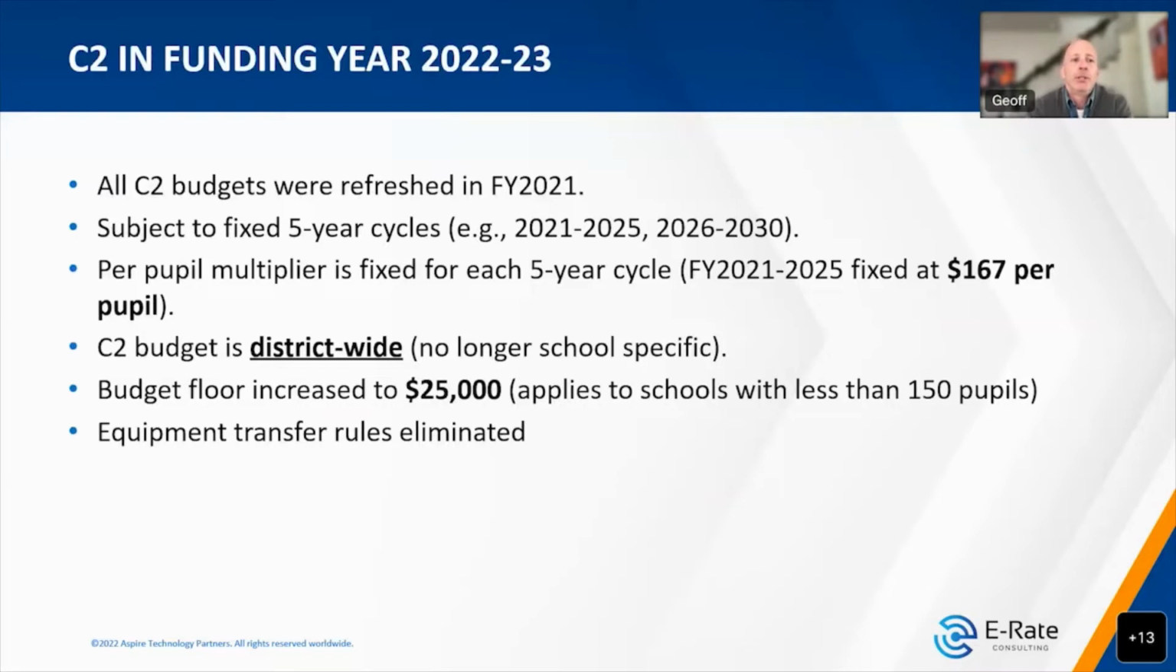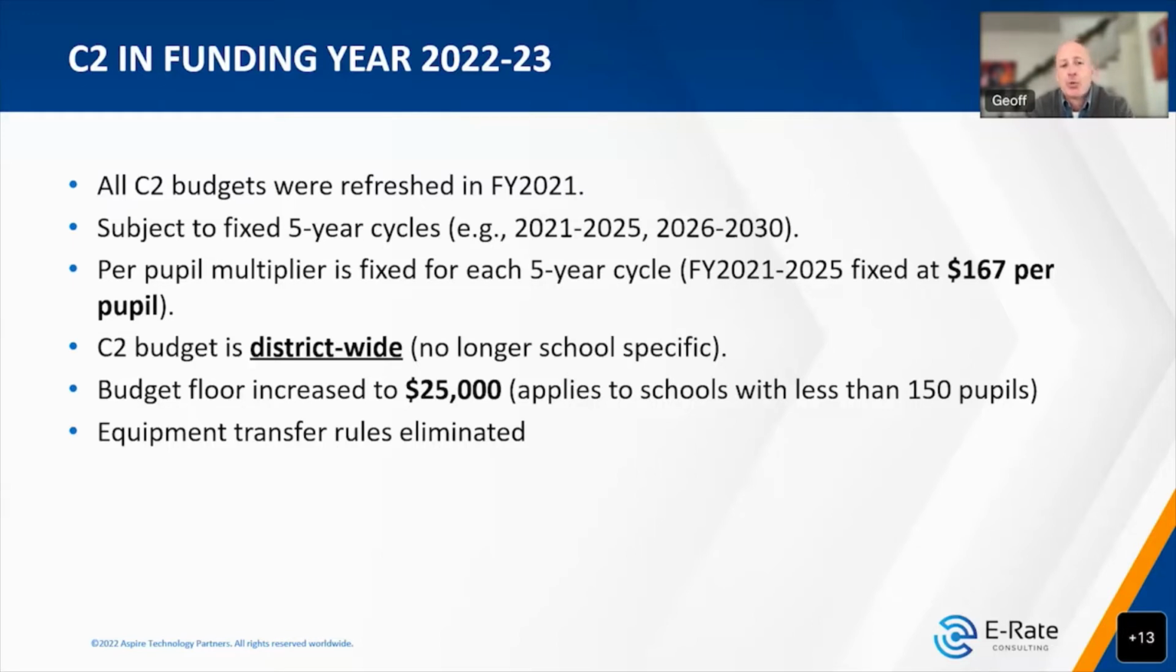So we're entering funding year 23-24, all right? And that's my fault for not updating this, but we're entering funding year 23-24. Now, the information here is all the same. So category two budgets were refreshed in 2021, okay? And that implemented a new 5-year budget cycle.